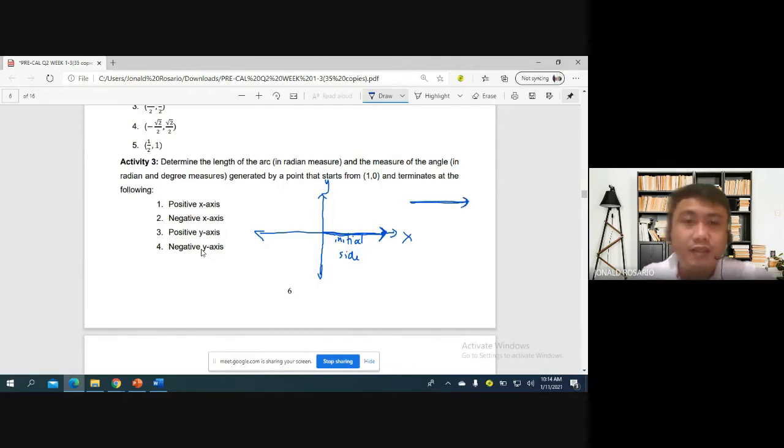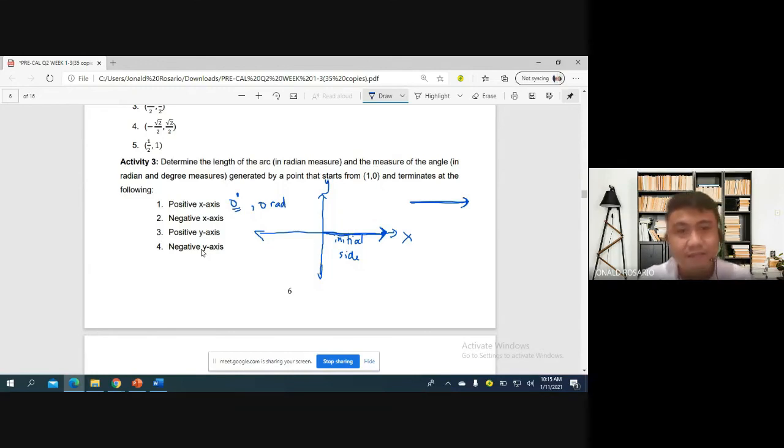What is the measure of the angle? What is the measurement of the angle kapag hindi nakaalis? Doon sa number 1, that is 0 degrees. Di kasi siya nakaalis eh. Kapag sa rad, of course, that's 0 rad. Hindi siya nakaalis.